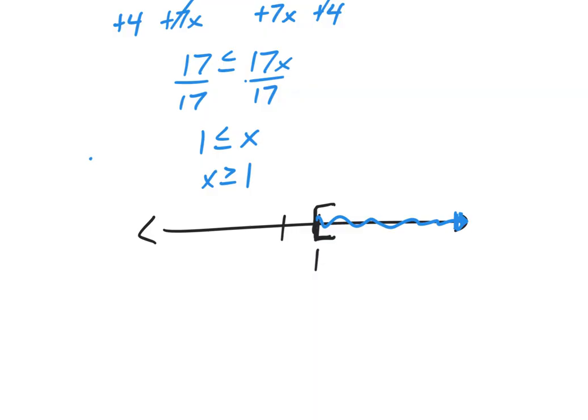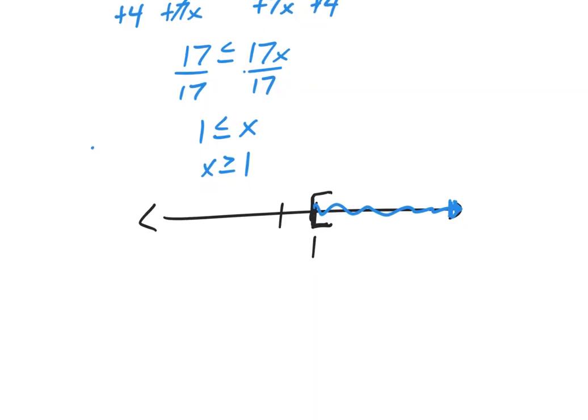Here we're including 1. That's the big difference: when we have a bracket, 1 is included. That means 1 would satisfy this inequality, as well as anything to the right of 1. When I write my interval notation here, we're going to start at 1 and go to the right forever. And once again, infinity always has a parenthesis next to it, because you can't stop at infinity. Infinity is never going to be a stopping place. It just goes on forever, so it's always going to have a parenthesis.